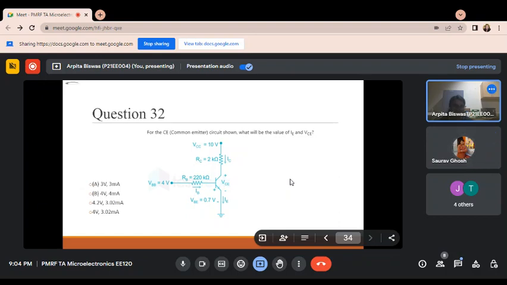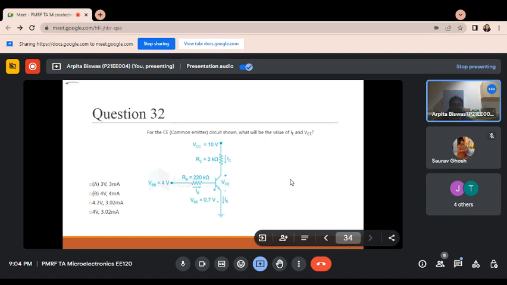Then you have to take the first option that the current value is given. If the current value is given, then you have to find the voltage value for that first option. If you put the voltage value as 3, is the current value coming as 3 milliamps or not? Trial and error I have to do, yes, then it is okay. Trial and error like that.